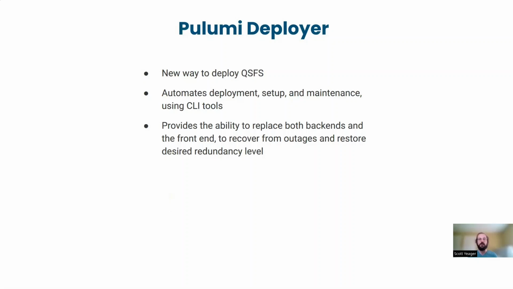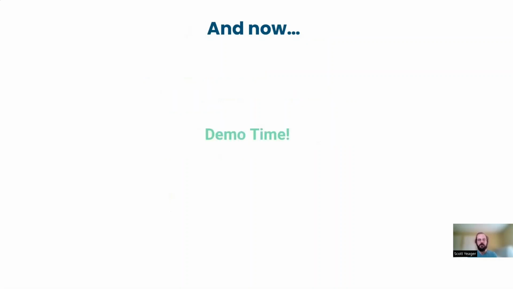So this Pulumi-based deployer automates the deployment, setup, and the maintenance using CLI tools. So you will need to be comfortable on the command line if you want to follow along. But it provides the ability to, well, as I was saying, replace the backends, replace the front end, basically do everything that you can do with a manual deployment. It gives you the full flexibility, but it's largely automated, so it makes things considerably easier than going through the steps manually. All right, let's get into the demo.